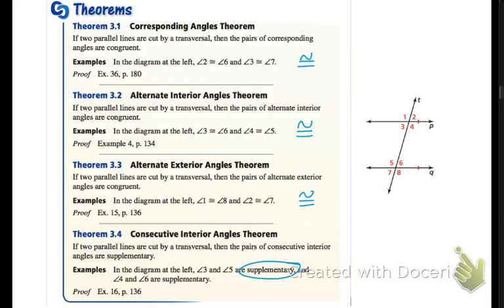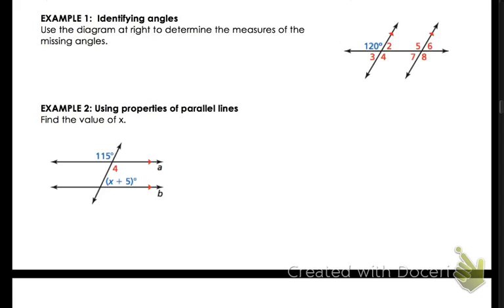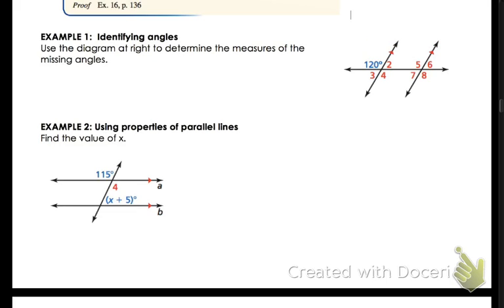So, using those ideas, we are going to solve some problems. And I would come back and reference these frequently as you're working. So, here are a couple of examples. We want to use these theorems to find the missing angle measures. So we want to use the diagram at right to determine the measures of the missing angles.